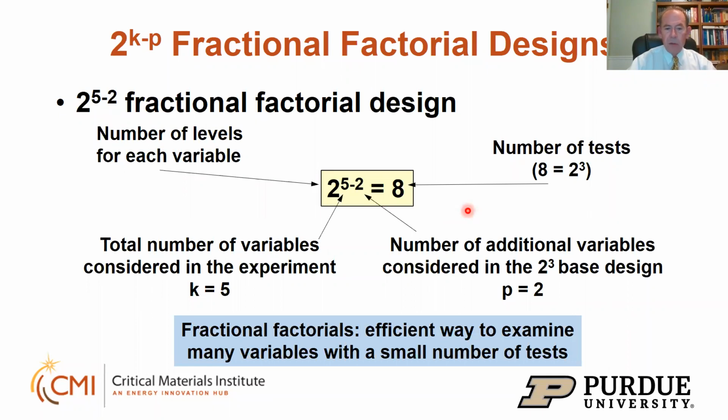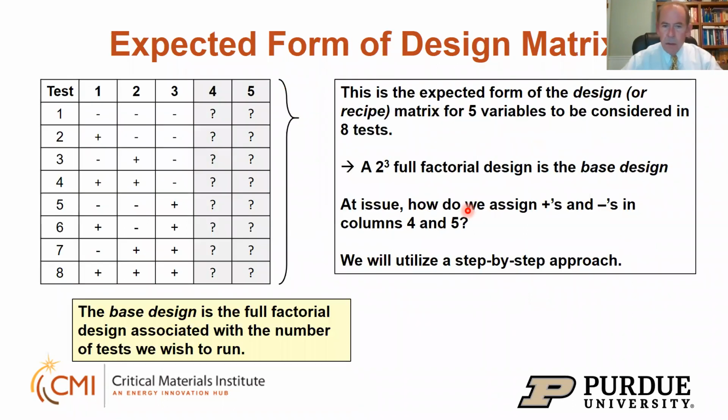And fractional factorials are a great way to start out an investigation. It's a way to efficiently examine many variables with a small number of tests. So let's consider this 2 to the 5 minus 2 fractional factorial design. I mentioned that the base design has 8 tests. Here are those 8 tests in 3 variables. It's a 2 cube base design.